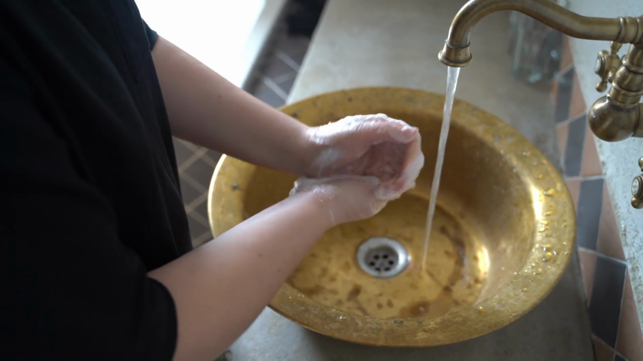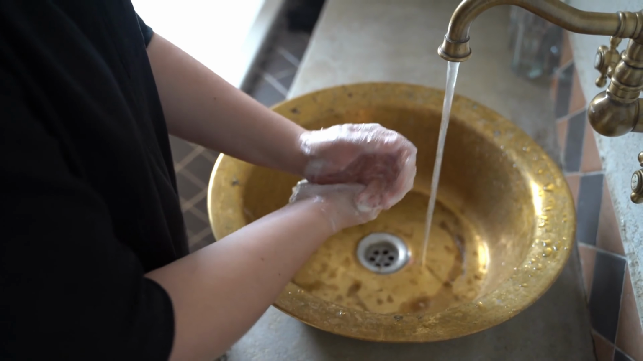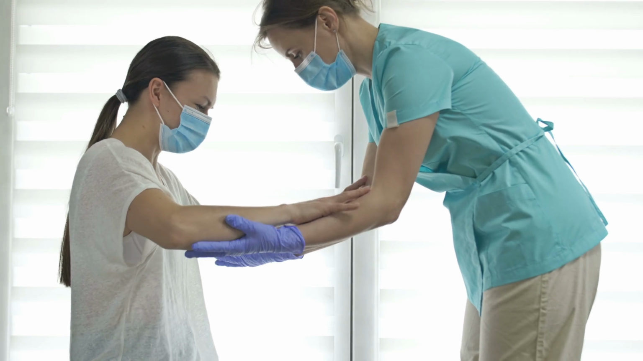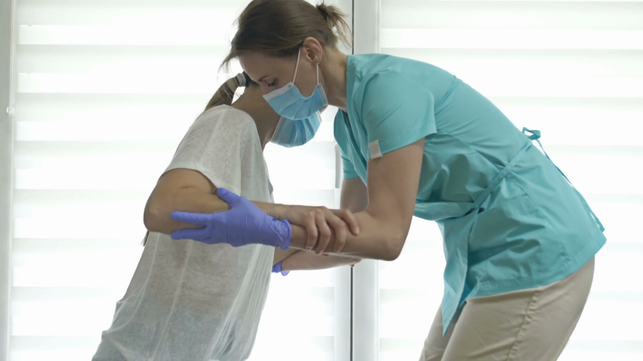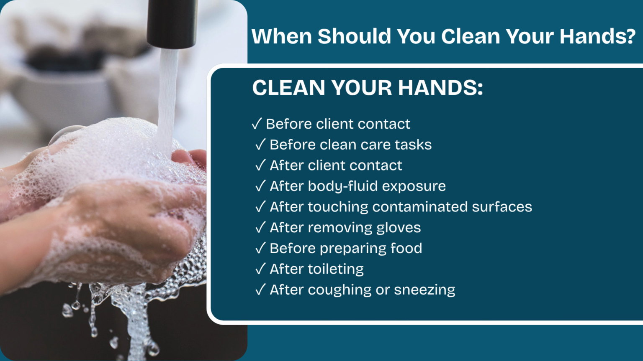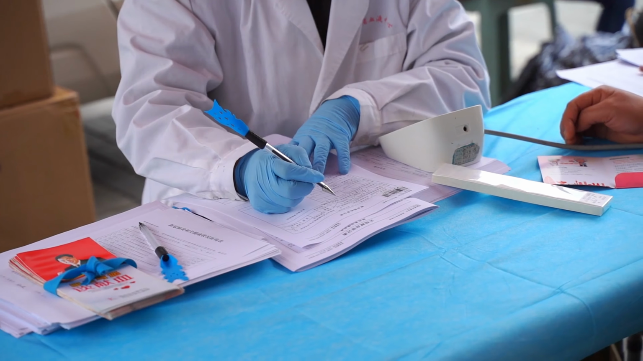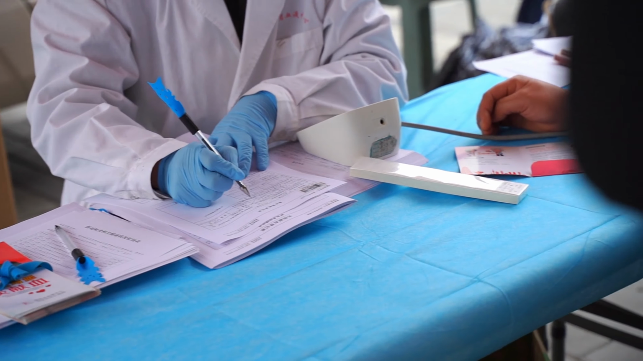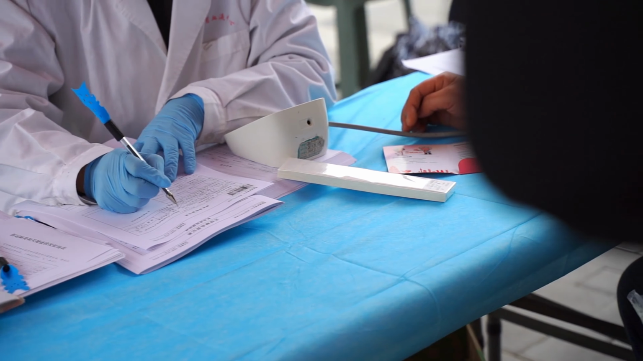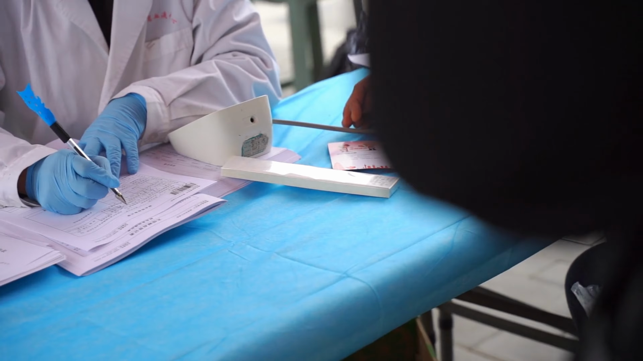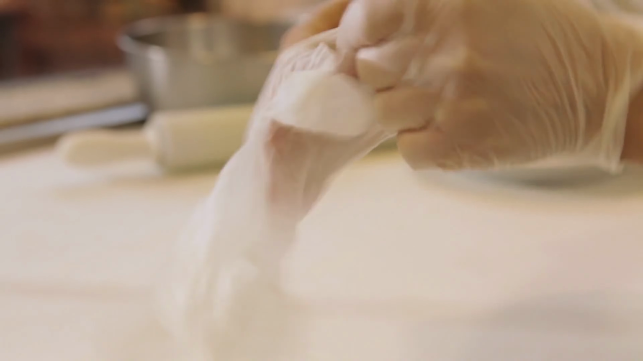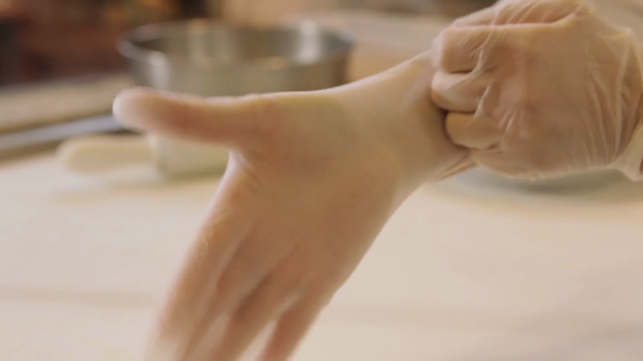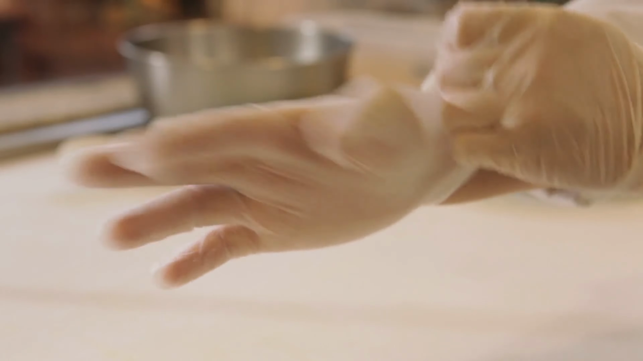CDC recommends cleaning your hands immediately before touching a patient, after touching the patient or their surroundings, after contact with blood or body fluids, and immediately after removing gloves. Hand hygiene should happen throughout your shift. Clean your hands before providing personal care. Clean them when moving from a dirty task to a clean task. Clean them after helping with toileting or incontinence care. Clean them after touching blood, urine, stool, drainage, or contaminated materials. And always clean your hands after removing gloves. Gloves do not replace hand hygiene.